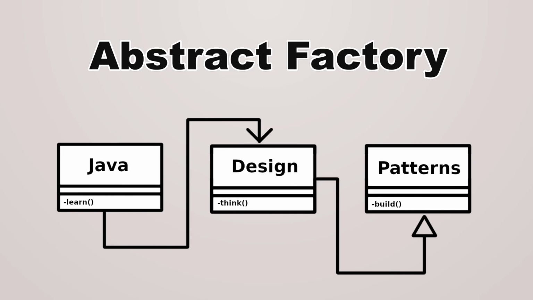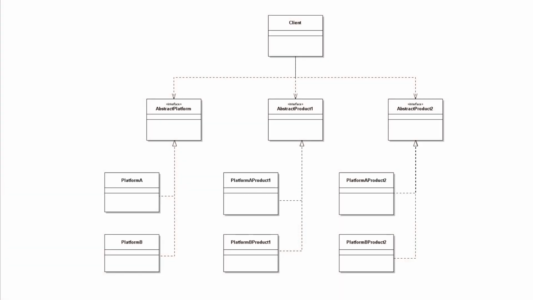So, to explain exactly what all of that means, I'm about to show a diagram. So, diagram warning, don't worry, I'll explain what it means. So, this is what the abstract factory pattern looks like. You can see that at the top you have a client. The client talks or knows about the abstract platform and the abstract product 1 and 2.